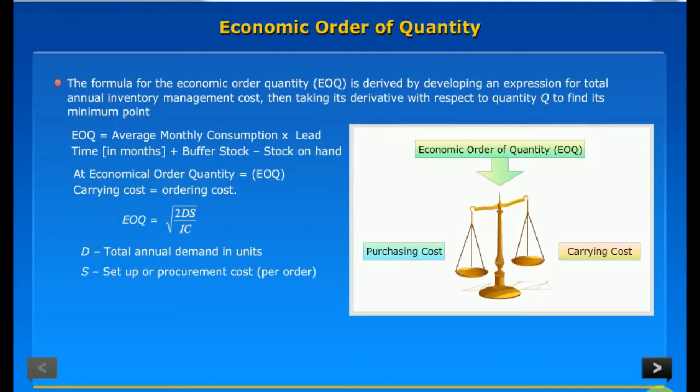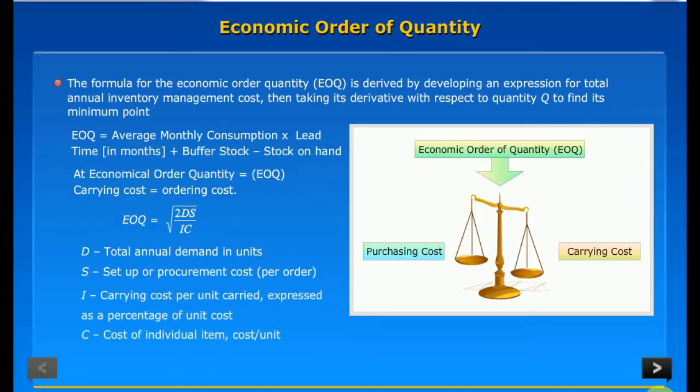D is total annual demand in units. S is setup or procurement cost per order. I is carrying cost per unit carried, expressed as a percentage of unit cost. C is cost of an individual item, cost per unit.